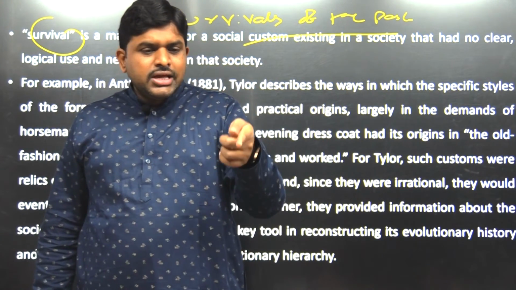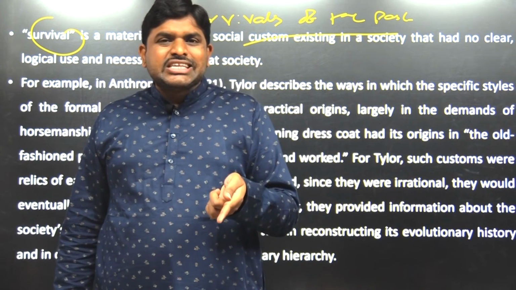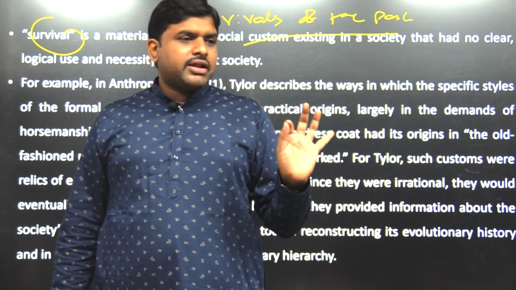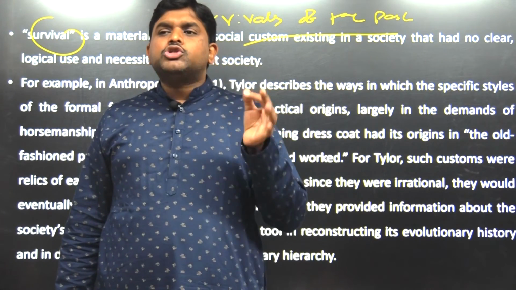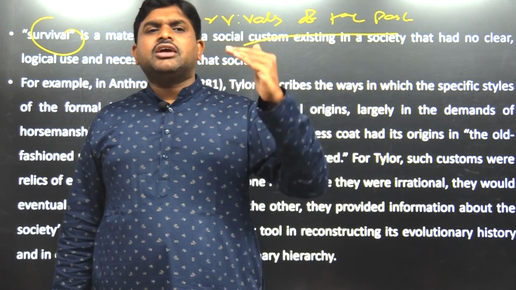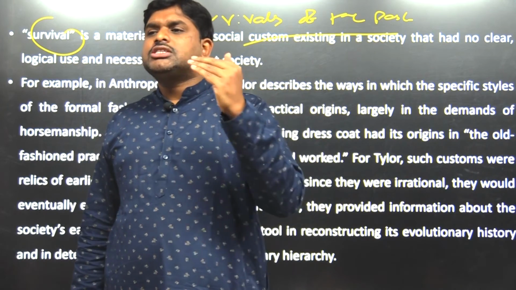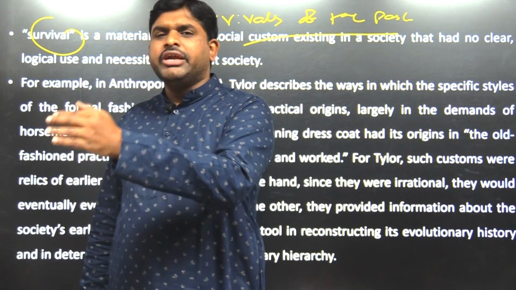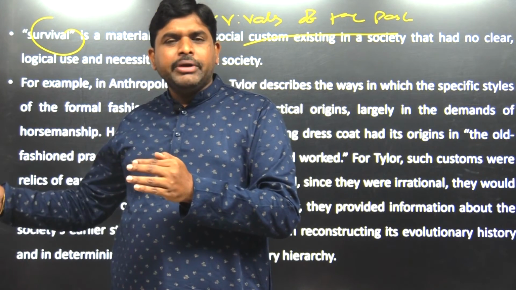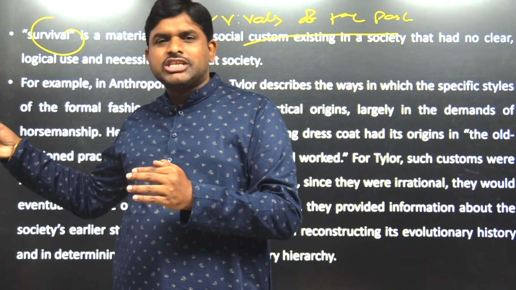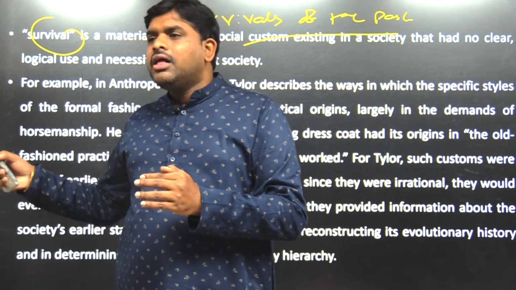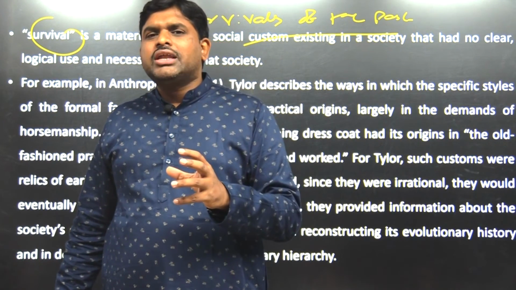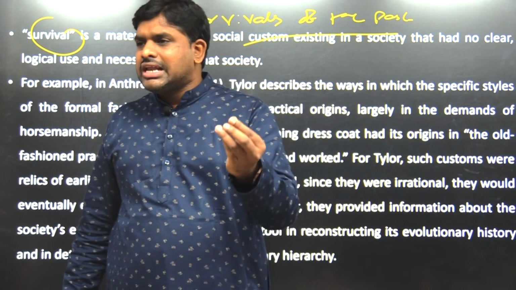So, today's question is: write about the contributions of classical evolutionism. 10 marker. 10 marks means you have to fill 2 pages. So, how will you write? First, introduction. Classical evolutionism is the first school of anthropological thought. In this, 3 anthropologists, the British anthropologist E.B. Tylor, the American anthropologist Henry Morgan, and the British anthropologist James Frazer, together contributed to the school called classical evolutionism.